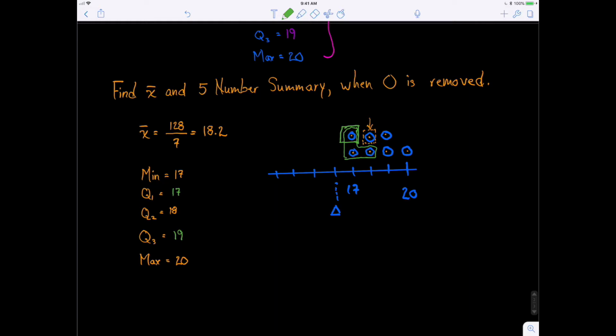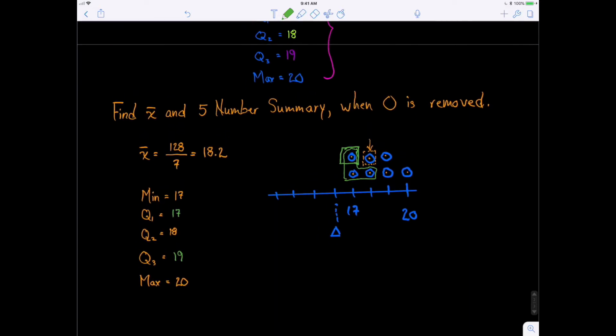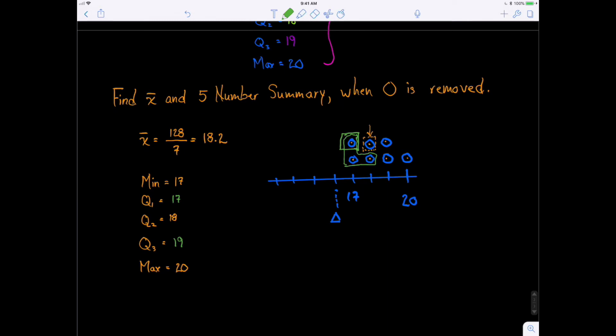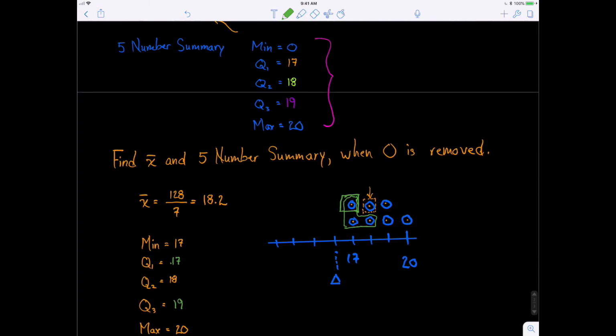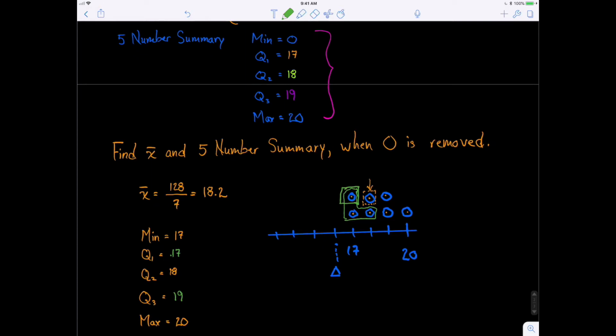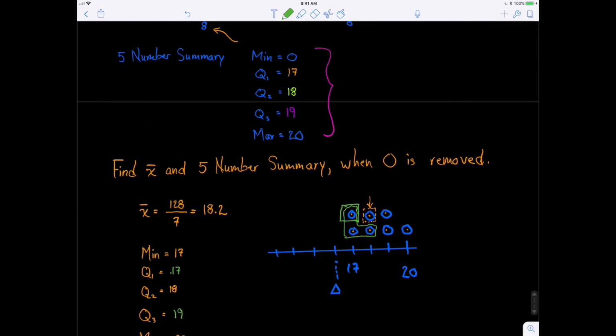Now wait a minute, look at what happened. So notice from Q1, Q2, Q3, and the max, it's 17, 18, 19, 20. And look at what we had above, 17, 18, 19, and 20. Only the minimum changed. But look at what happened to the mean.